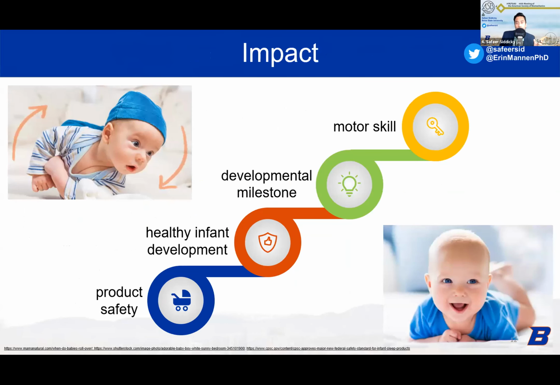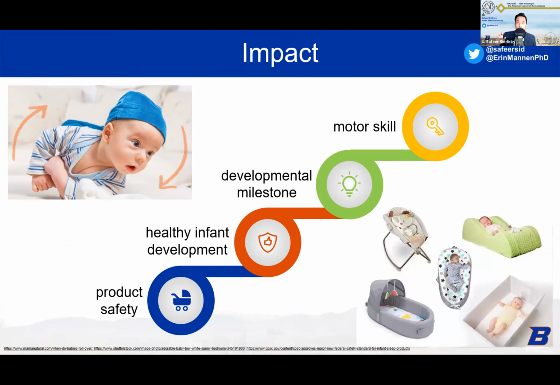Our current and future findings may help us understand how babies achieve a roll, which in turn can provide crucial insight in situations when motor skills and developmental milestones like rolling are not being achieved. Now, from a product safety perspective, we can gain valuable insight into whether it is easier or harder for infants to roll over in certain infant products that are marketed as sleeping products, and how that relates to accidental suffocation scenarios.